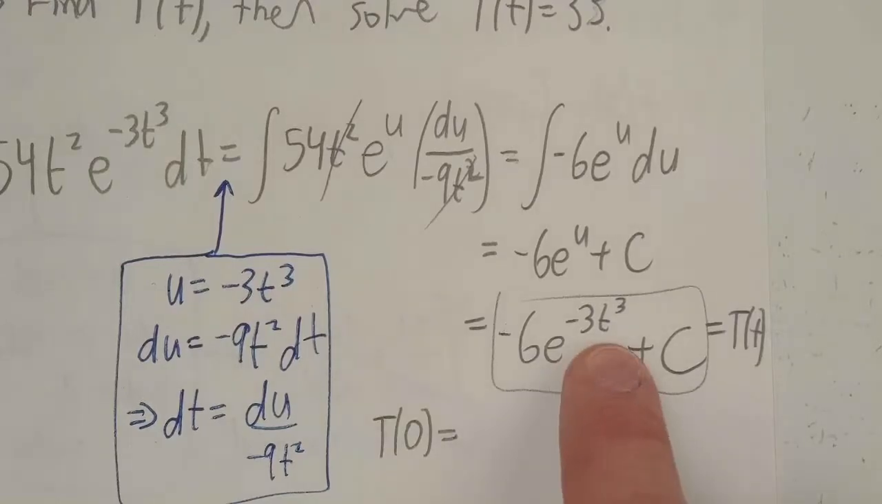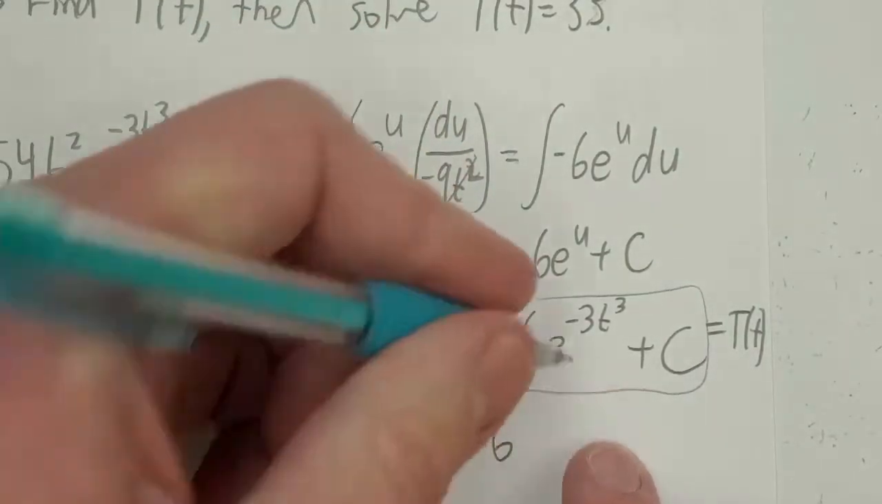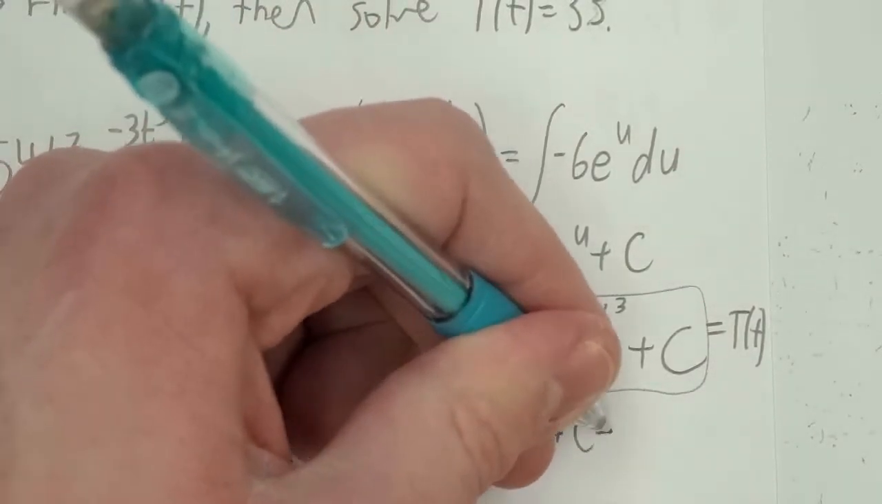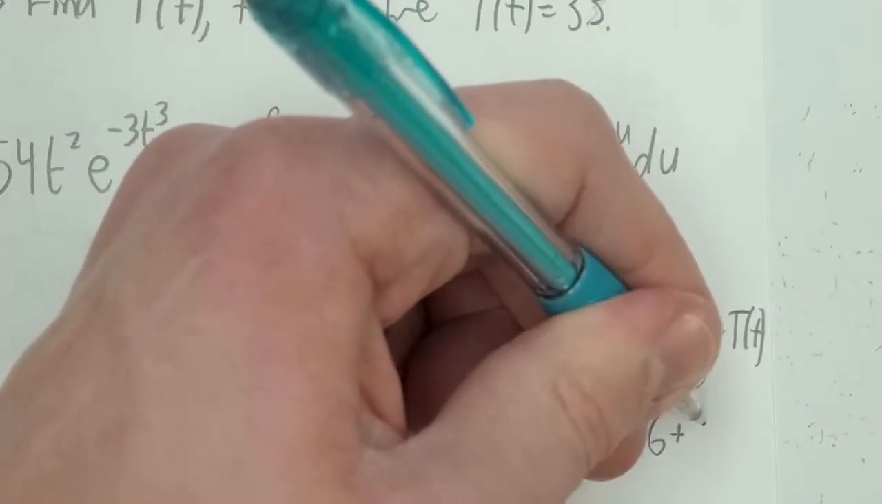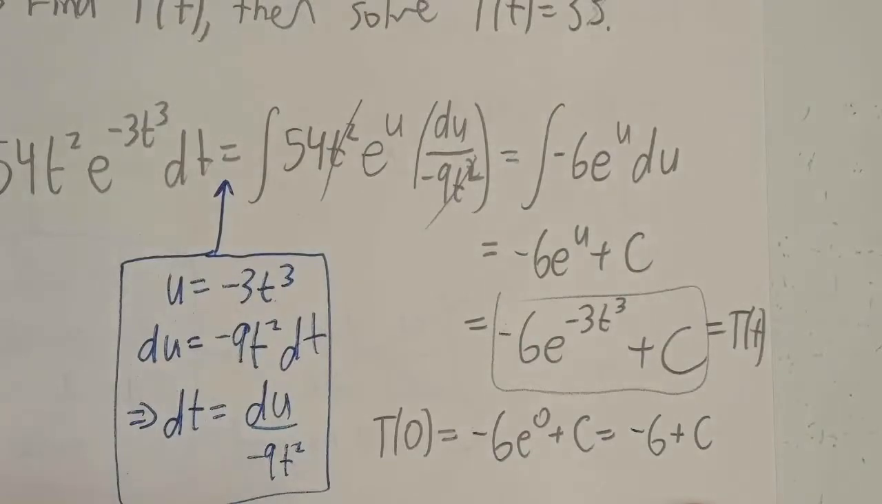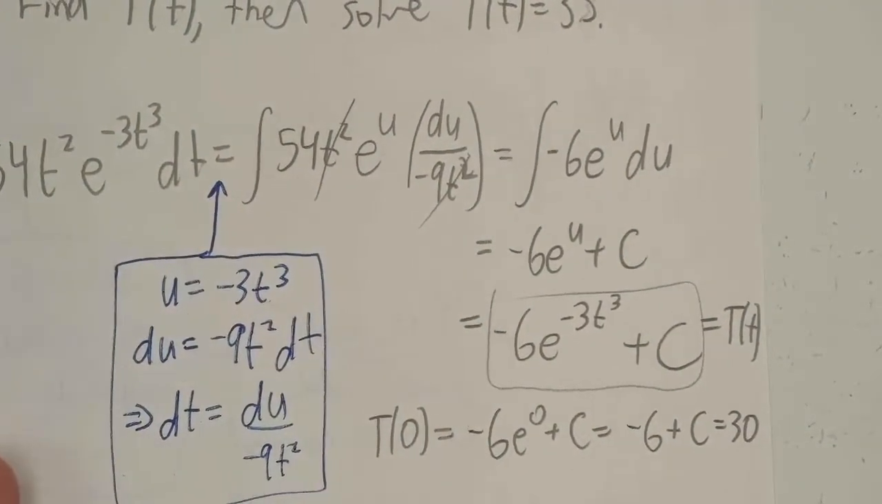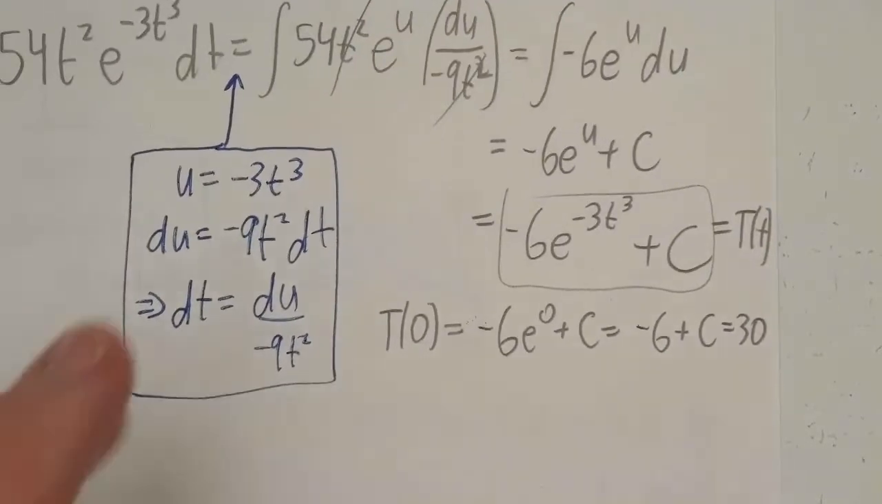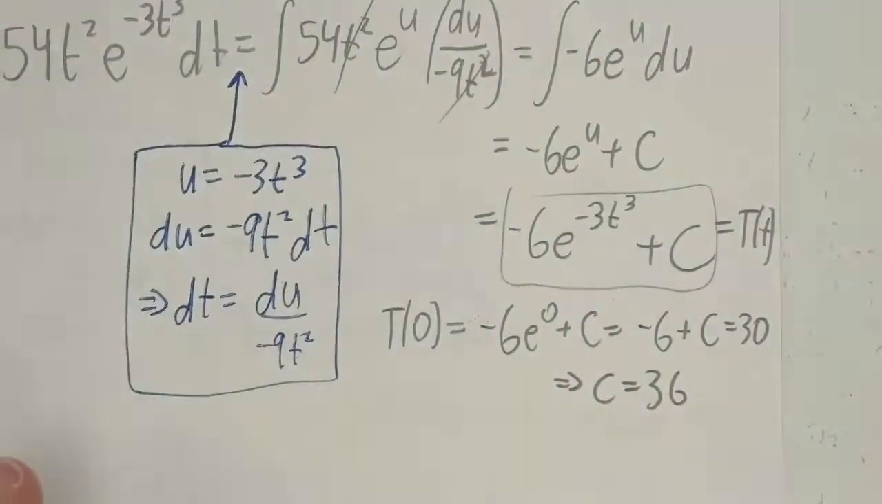So if we let t equal 0 in here, what happens? Yeah, c equals 36, right? If we let t equal 0, we end up with -6 times e to the 0 plus c, but e to the 0 is just 1, so we have -6 plus c. Setting that equal to 30, as per our initial assumptions, you should be able to pretty quickly get that c is equal to 36.